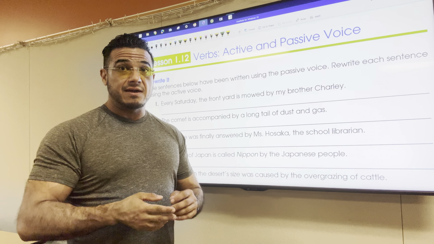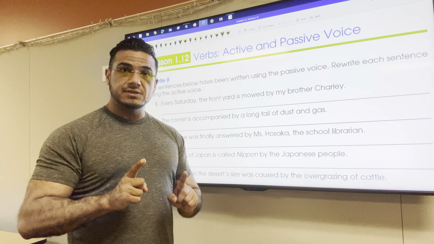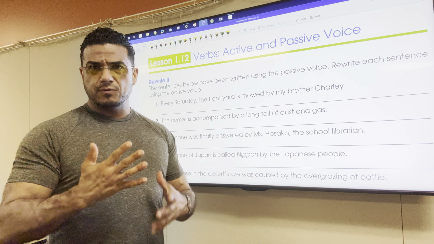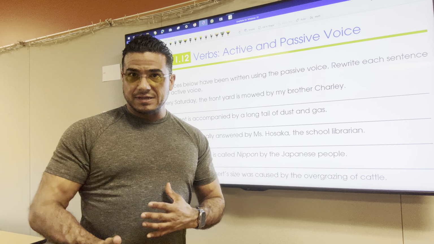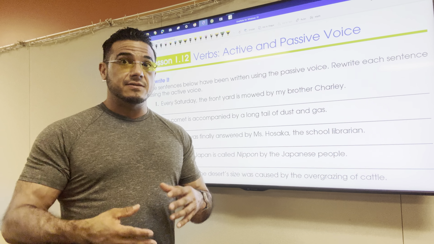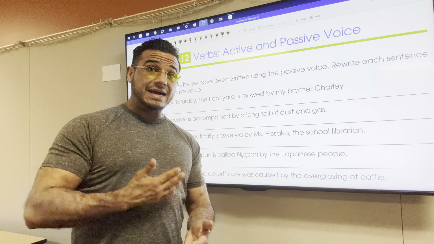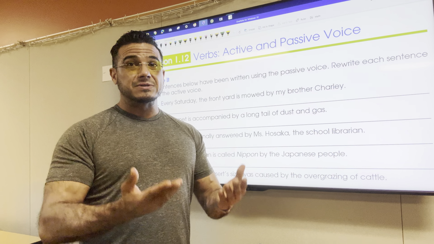Specifically, we're going to be looking at verbs and the two voices that we use in English, one of which is referred to as active and the other as passive. As a quick refresher, in an active voice sentence, the subject of that sentence is the one performing the action, whereas in the passive form, you've got the subject receiving the action.